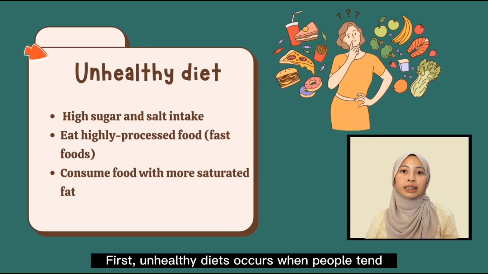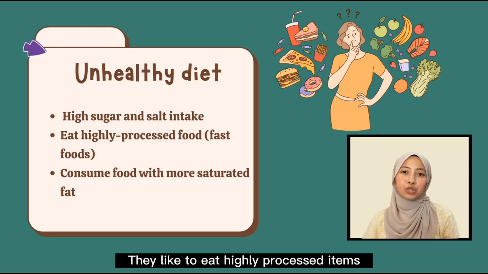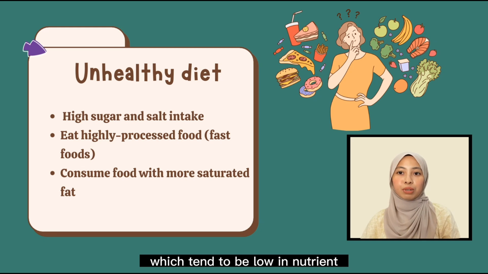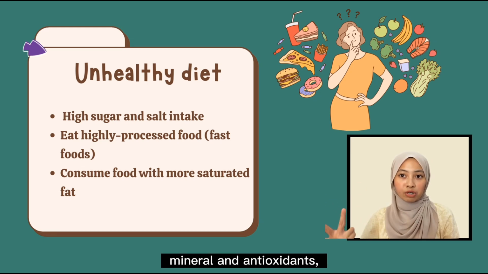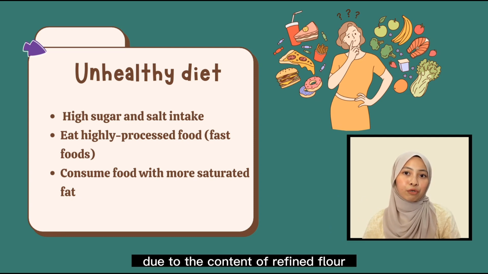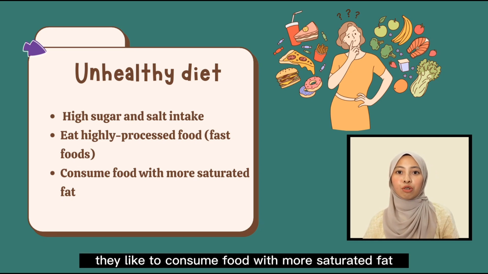First, unhealthy diets occur when people tend to consume high sugar and salt intake in their food. They like to eat highly processed items such as fast food, which tend to be low in nutrients, for example in vitamins, minerals, and antioxidants, but high in empty calories due to the content of refined flour, sugar, and sodium. And lastly, they like to consume food with more saturated fat.